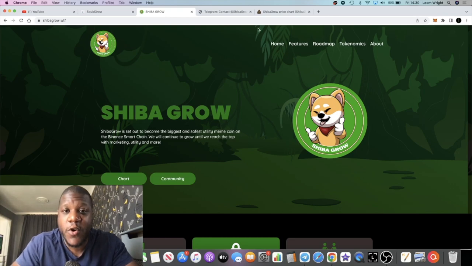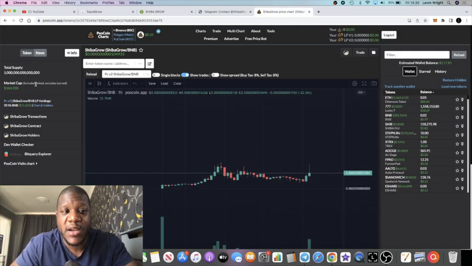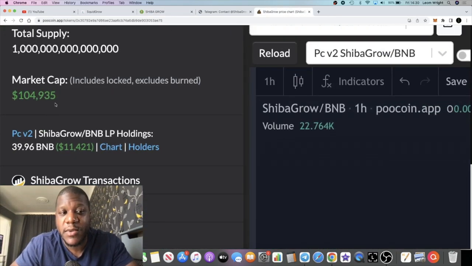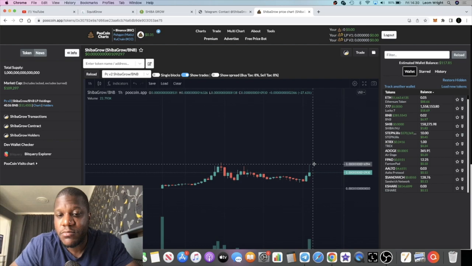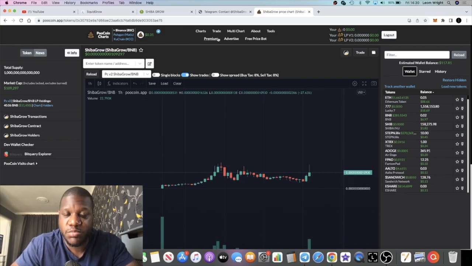But Shiba Grow is a very low market cap at just over 100K, with very low liquidity. So the volatility is going to be there, and that has to be taken into account. But right now it is getting some momentum. It's moving to the upside, and I know the community is pretty hyped.